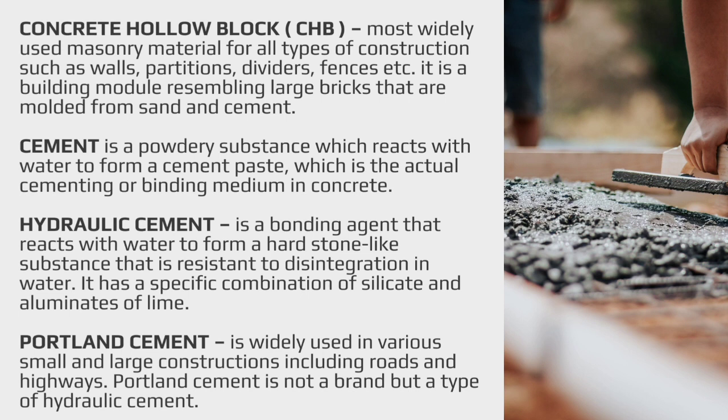Cement is a powdery substance which reacts with water to form a cement paste, which is the actual cementing or binding medium in concrete. Hydraulic cement is a bonding agent that reacts with water to form a hard stone-like substance that is resistant to disintegration in water. It has a specific combination of silicate and aluminates of lime. Portland cement is widely used in various small and large constructions including roads and highways. Portland cement is not a brand but a type of hydraulic cement.